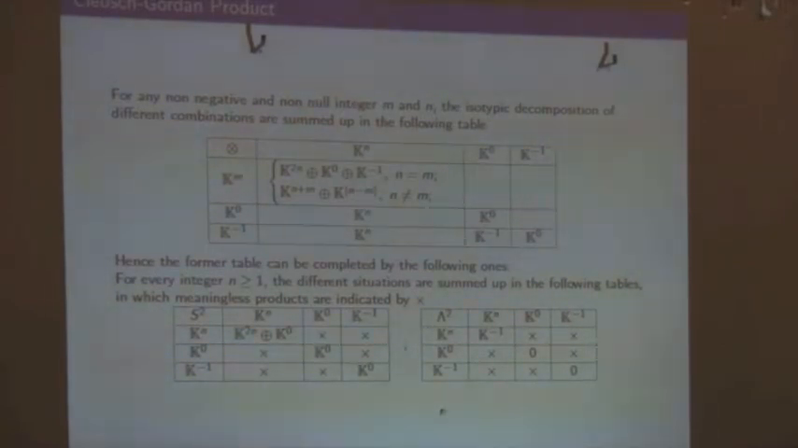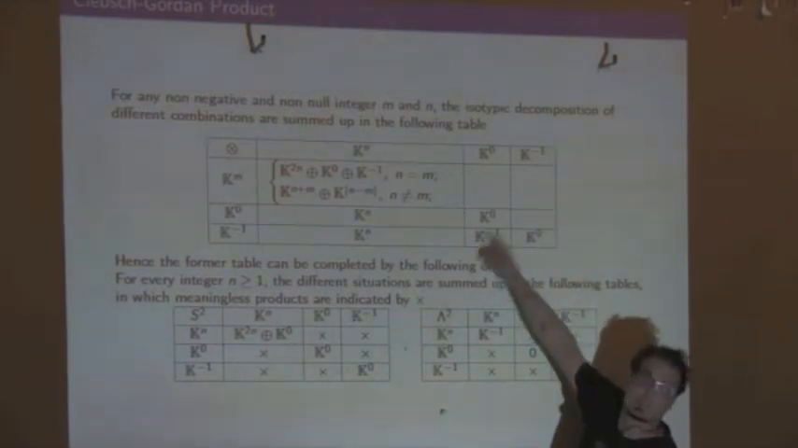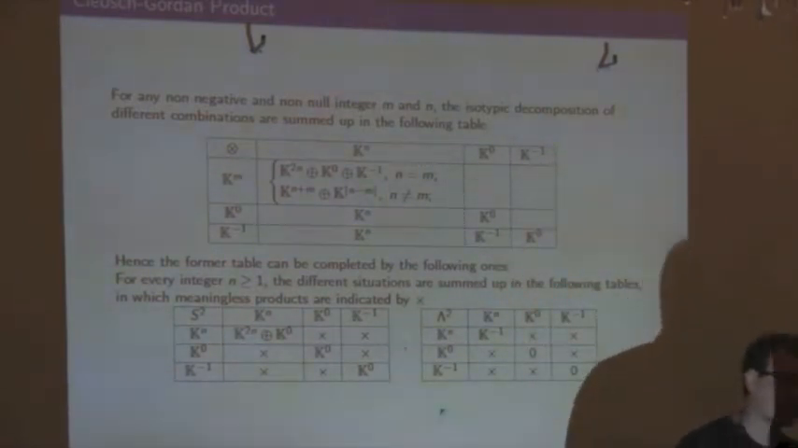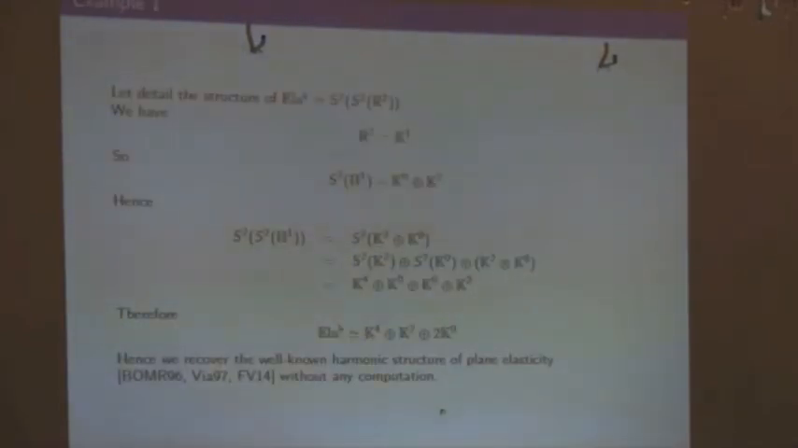I think I give the reference. But if you look into the table, for K2, K0 there is an empty. Oh, here it's not empty. It's the symmetric one. Okay, but it's just kind of typical.